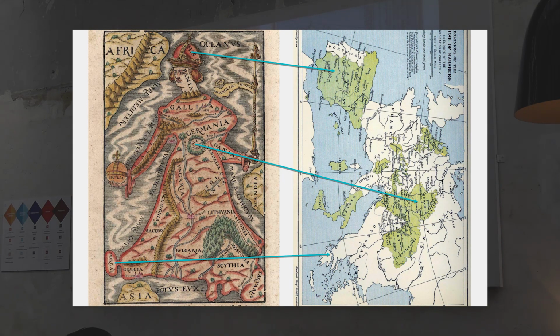And we can align a 20th century history map to see the corresponding areas. The crown is all of Iberia, the heart is Bohemia, the lower edge of the robe is the southern part of Greece, Morea.